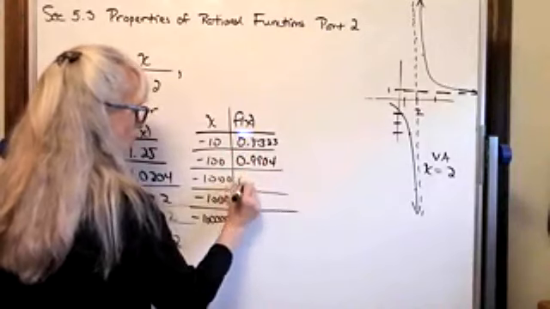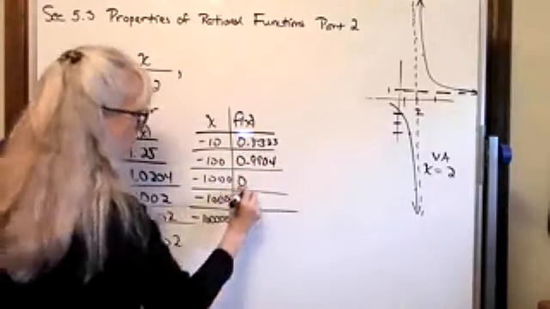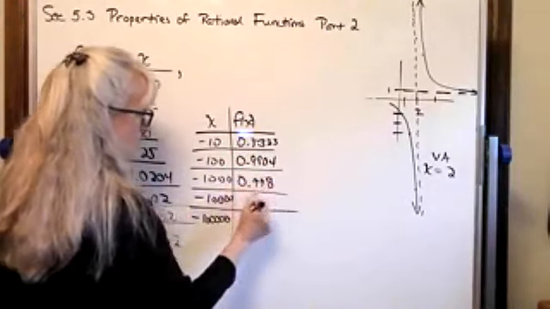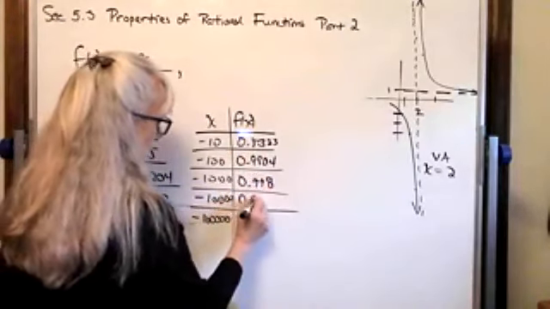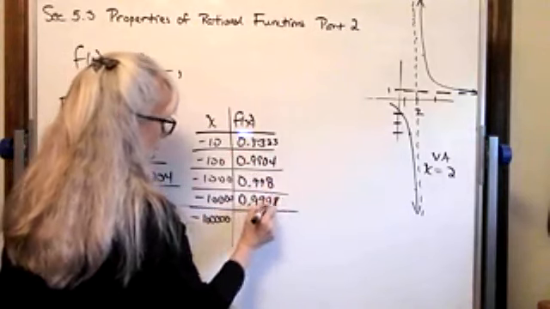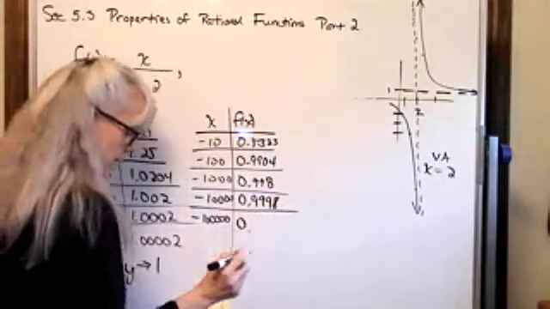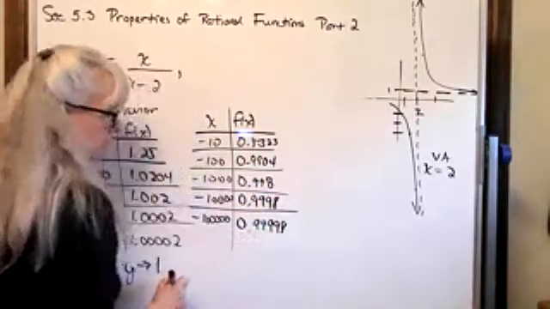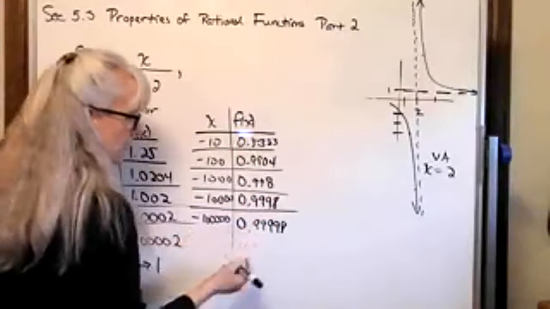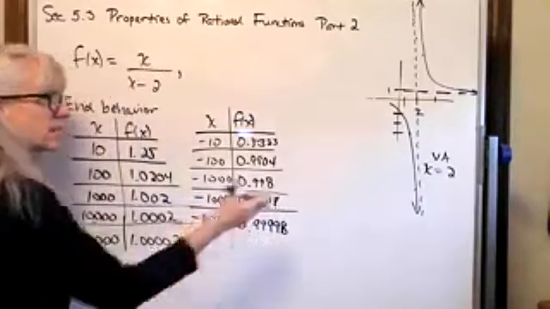When you plug in negative 100, you get 0.9804. When you plug in a negative 1,000, you get 0.998. And now we can start to see something happening here. At negative 10,000, we're at 0.9998. And at negative 100,000, we're at 0.99998. And again, adding more zeros, you're just going to add more 9s on this thing. So what can we say about the left side?